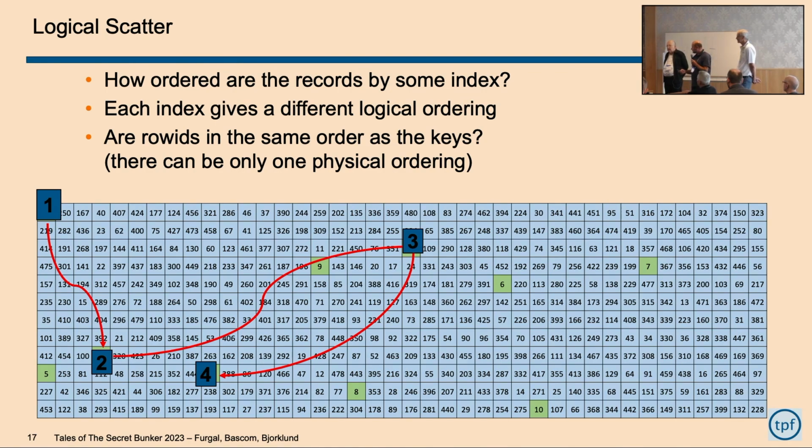That's logical scatter. One comment about that is the records can be in only one place at a time. So the physical storage order can only match one index. So you have to decide what index you want to use. Right, so knowing your most used index is important.